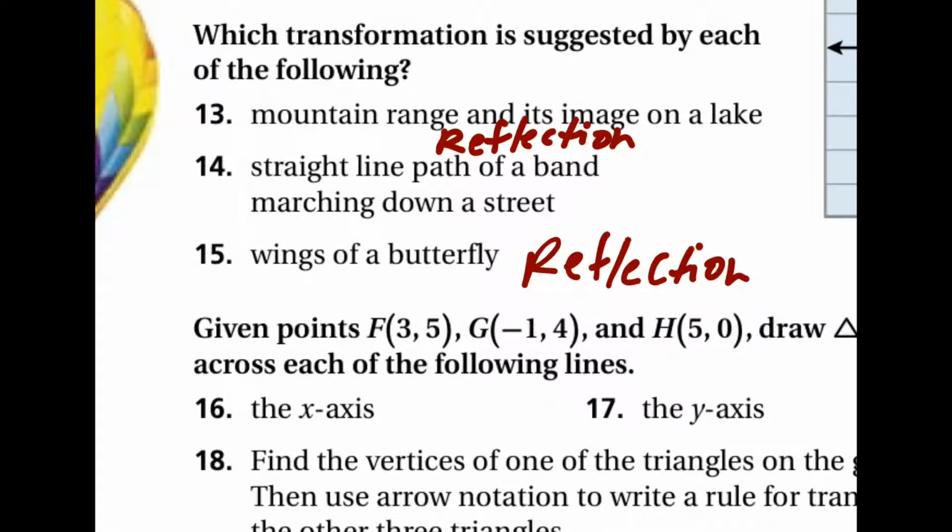13 and 15 are both reflections. The reflection of the mountain range on the surface of the lake, and the reflection of one wing across the butterfly's body to the other wing, the symmetry.